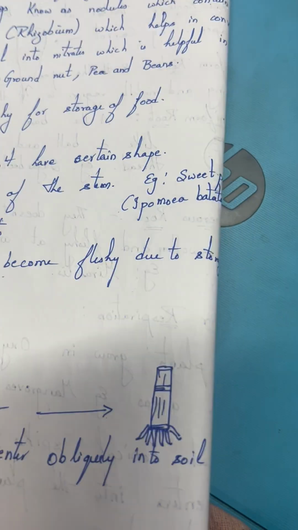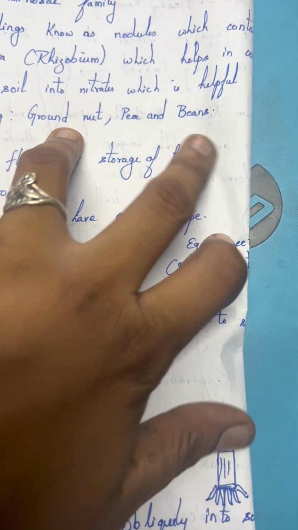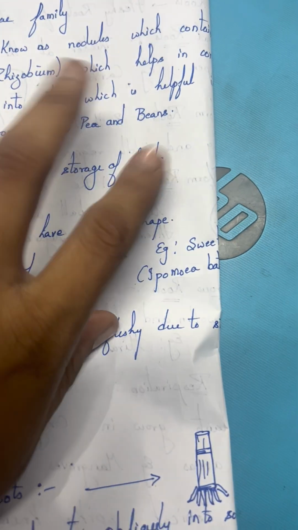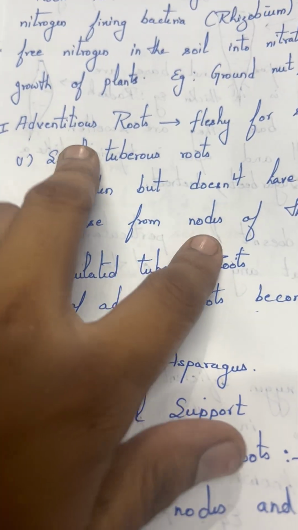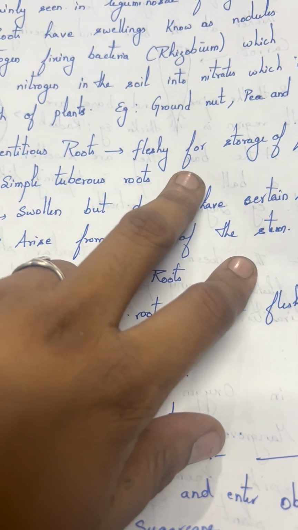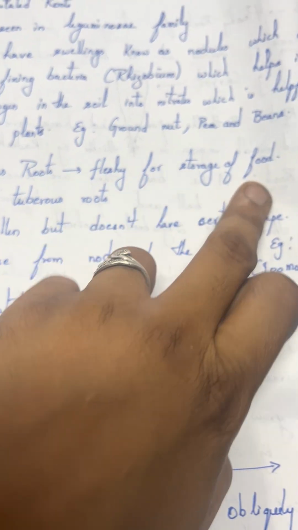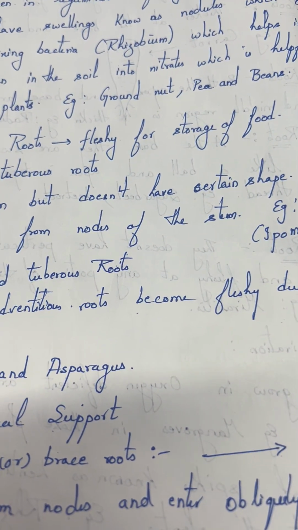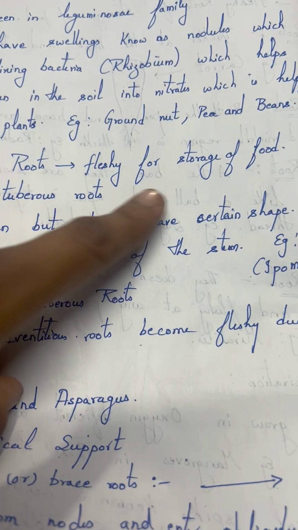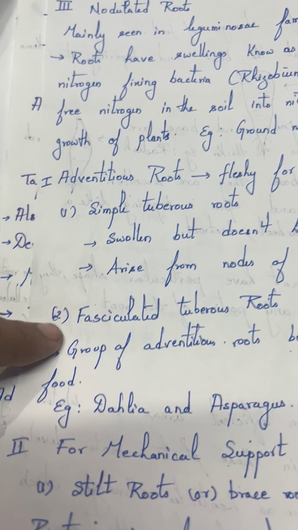Examples are groundnut, peas, beans, etc. These all come under this category. Next one is adventitious roots. When we go for adventitious roots, these are fleshy. The first category for modification is fleshy for storage of food, same as our first one under taproots. Here also we have fleshy for storage of food. Under that again we have two categories.